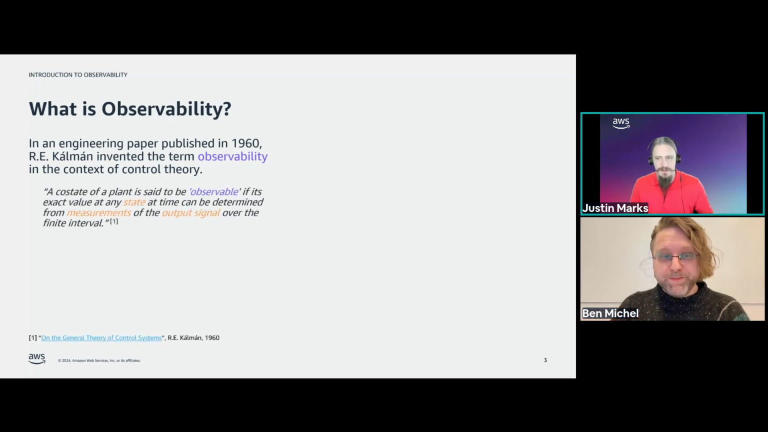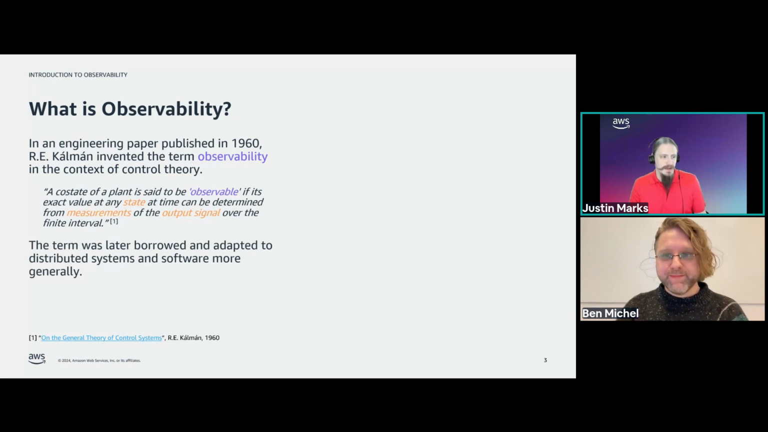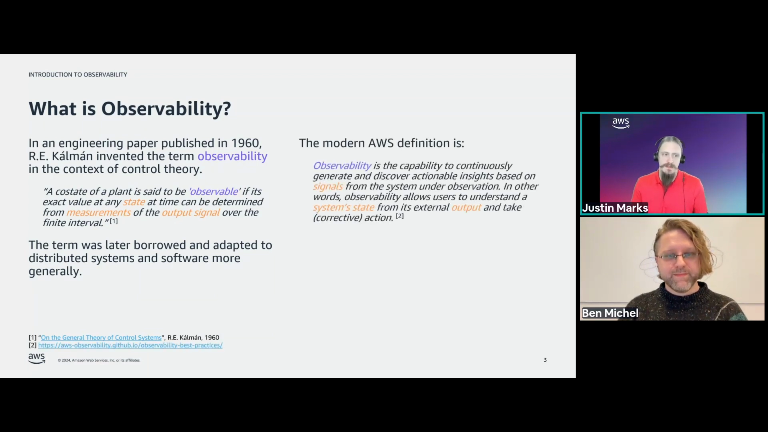I'm not going to read over the exact definition here, but you can see that I've highlighted some of the key terms that you want to pay attention to, whether or not something's observable, and then a combination of state measurements and outputs. Later, that term was borrowed and adapted to distributed systems and software generally. So at AWS, our definition has these alignments between observability signals, state, and output, but in the context of your architecture.